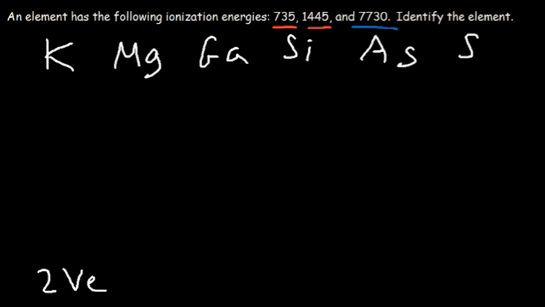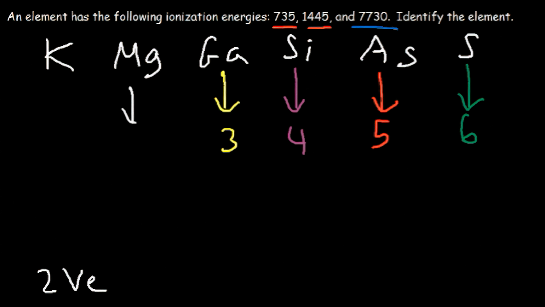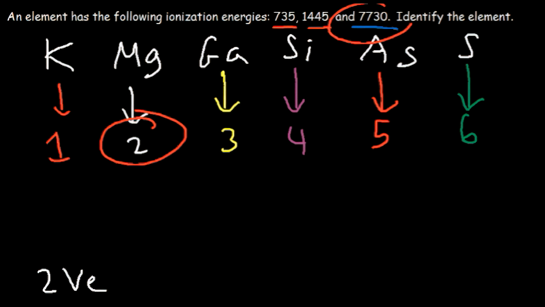So we have to find out which of these elements contain 2 valence electrons. Sulfur is found in group 6A, so sulfur has 6 valence electrons. Arsenic is found in group 5, it has 5 valence electrons. Silicon has 4, gallium has 3, magnesium has 2, and potassium has 1. So the answer is magnesium, because it contains 2 valence electrons. So the third electron that's removed from magnesium is a core electron, which is associated with this number, 7730.